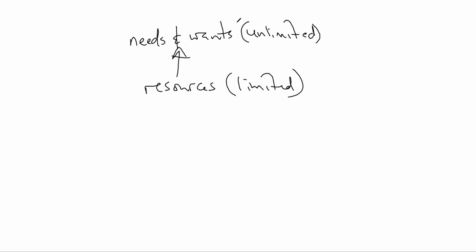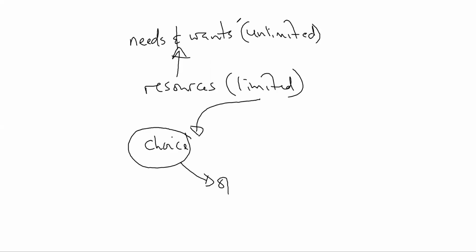Because resources are limited, this leads to choice being made. We have to make a choice as to what is the best use of resources to which we can put them. And whenever we make a choice, that means there are other things that we have forgone. So a choice is associated with opportunity cost.